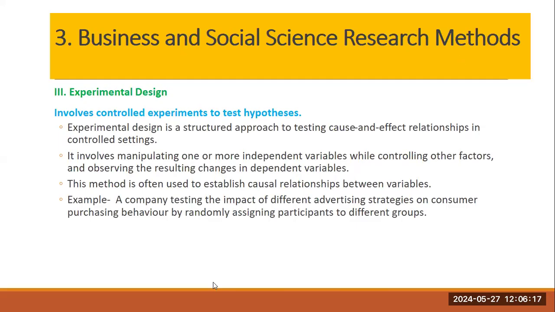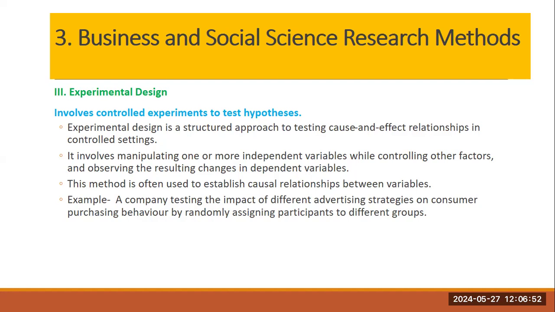So the experimental design involves a controlled experiment to test a hypothesis. Don't worry about the terms, we will discuss them later. The hypothesis is a statement about the relationship or association between the variables. Later we can discuss in depth how to formulate the hypothesis. Normally experiments involve controlled experiments, especially in marketing.